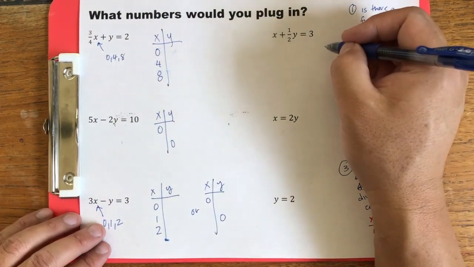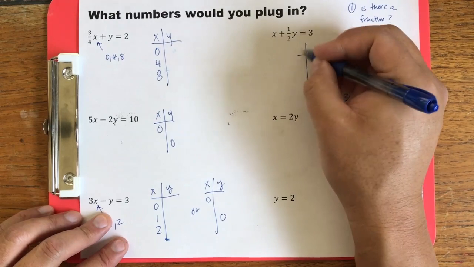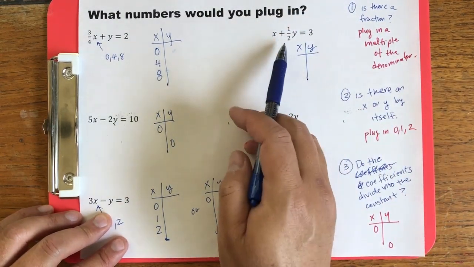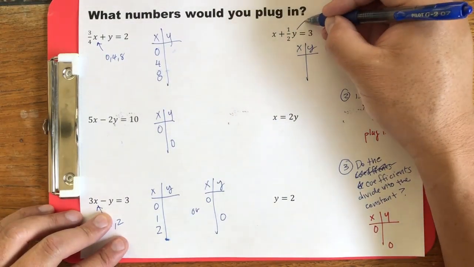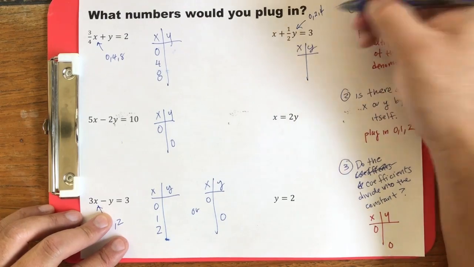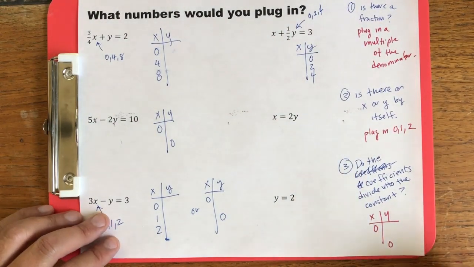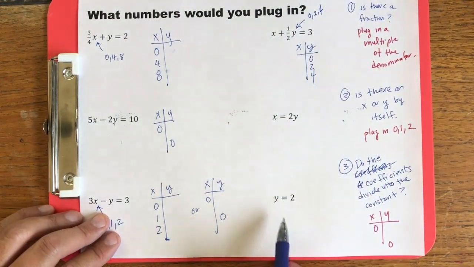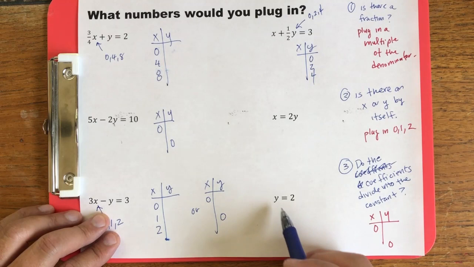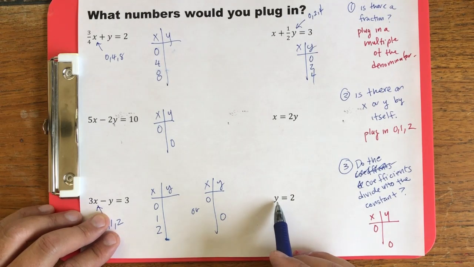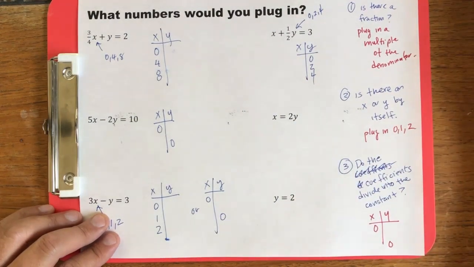Okay. Now let's look at this problem. Do I have a fraction? The answer is yes. What's the denominator? 2. So I'm going to put 0, 2, 4 in the variable that is next to the fraction. Now this one looks a lot like this one. They're not the same thing. This is not a horizontal or vertical line, because you have a horizontal or vertical line when you have only one variable. In this case, we still have two variables.